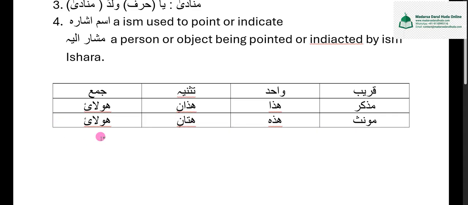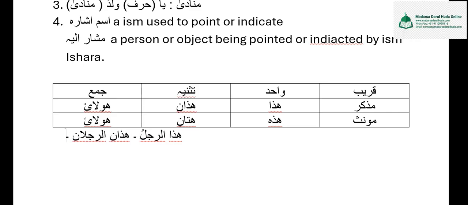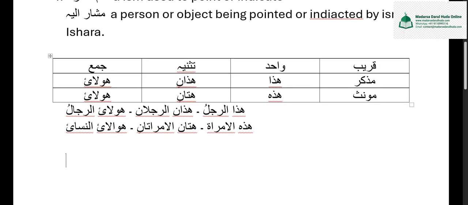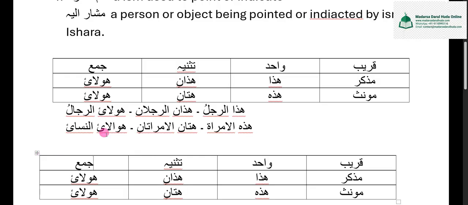For example, I can say haza ar-rajulu, this one man, hazani ar-rajulani, these two men, and haulai ar-rijalu, these all men. Then hazihi al-imratu, this one woman, hatani al-imraatani, these two women, haulai an-nisa'u, these all women. This is when the musharun ilayhi is close, qareeb.